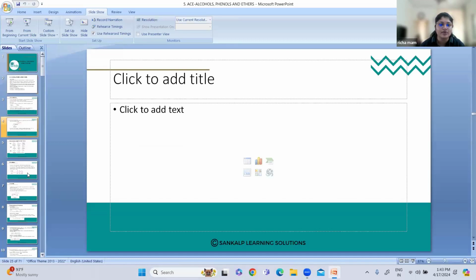So we have completed the classification, the structure of functional group and nomenclature. So let us start with the methods of preparation of alcohols, that is, your ethers. Okay. Methods of preparation of ethers.